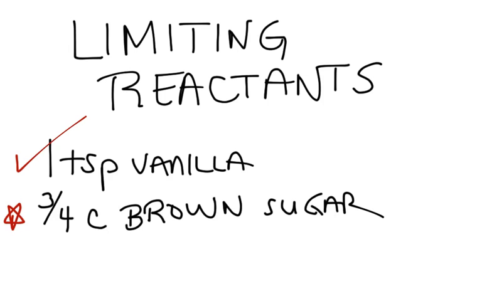And when you open up the cabinet, you realize you just don't have as much brown sugar as you thought. So let's say you've got plenty of everything else, but you only have 1.5 cups of brown sugar. That's going to be your limiting reactant. That's going to control how much or how many cookies you can make.